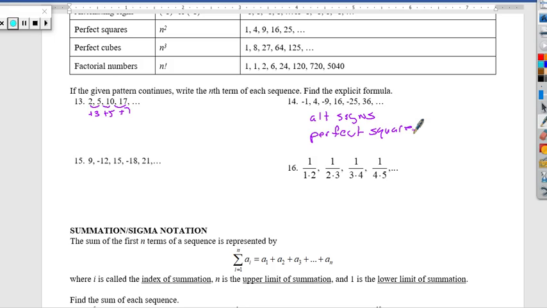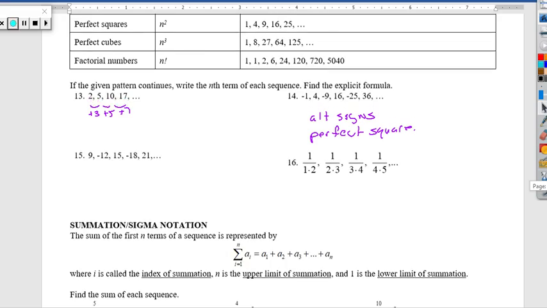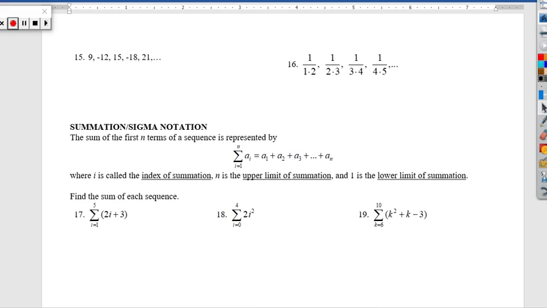Let's see what we're doing here. Let's look at the formulas here. I'm looking to figure out how 1 is going to become 9, how 2 is going to become -12, how 3 is going to become 15. I do see that these are multiples of 3. I also know that I have alternating signs. So my a sub n is going to be -1 to the n plus 1.